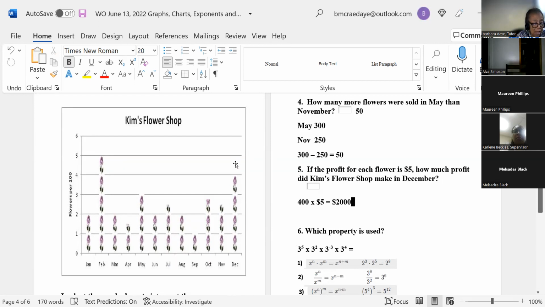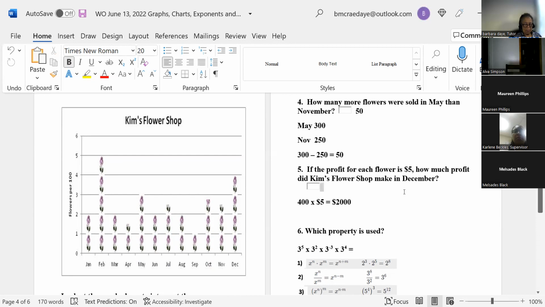So you look at the number of flowers, Maureen gave you the 400, and 400 times the profit from one flower, $5, gives you 2,000. The 400 is on the pictograph right here. You see 4 flowers, each one represents 100. 4 times 100 is 400. Right? That's how you got the 400.